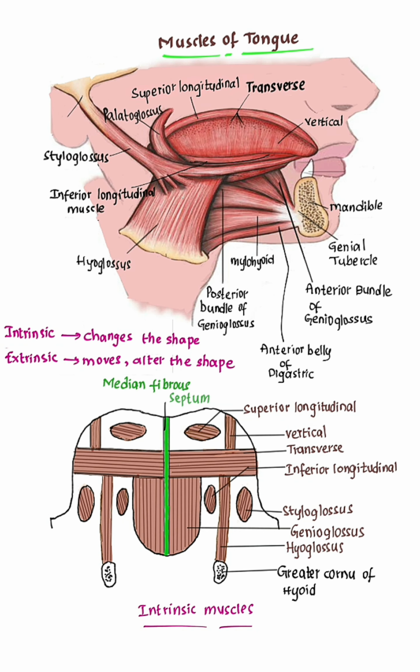Hyoglossus depresses the tongue, makes the dorsum of the tongue convex. It inserts into the side of the tongue. It pulls the tongue upwards and backwards.